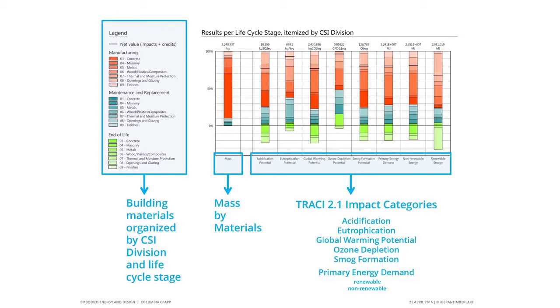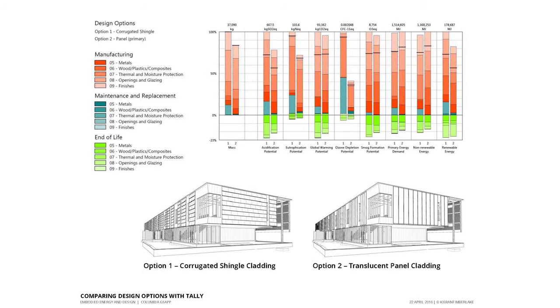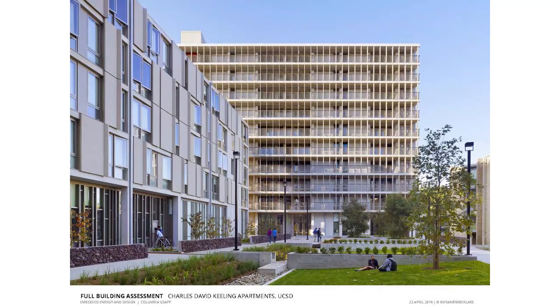You're also seeing them masked by materials. And I won't get into them individually, but then we use the TRACI 2.1 EPA impact categories. So you're not just seeing energy or carbon, but you're also seeing all of those trade-offs between acidification, eutrophication, global warming potential, ozone depletion, smog, as well as those energy numbers that we know and love. And as I said, this is the way we use the tool the most, as an optioning tool.